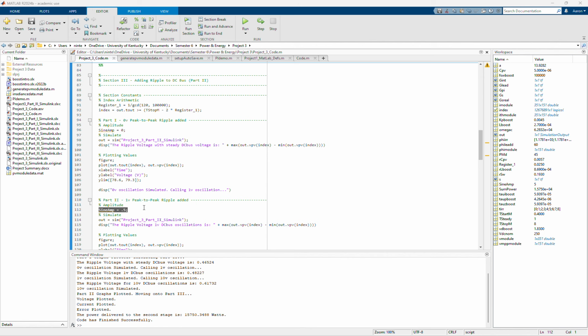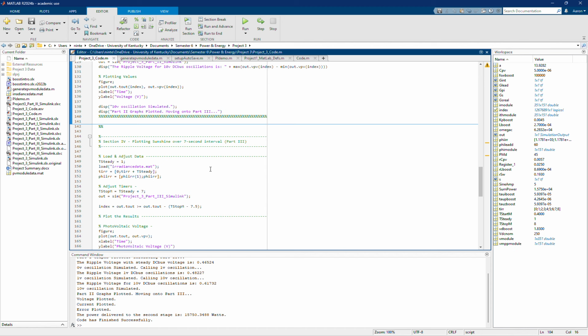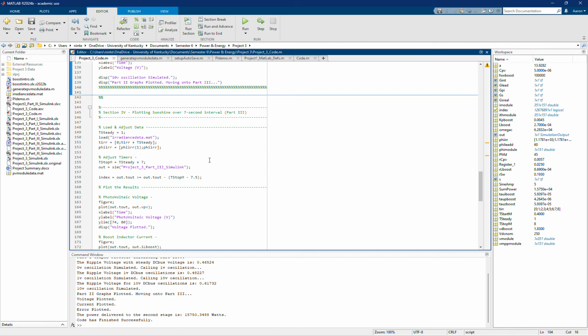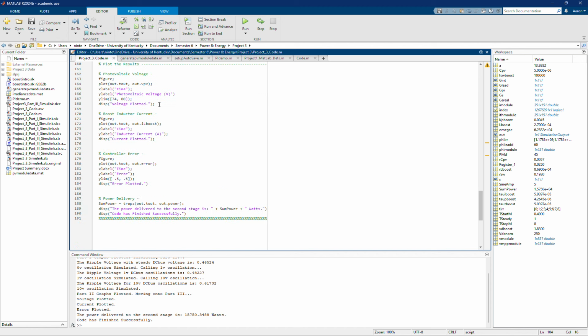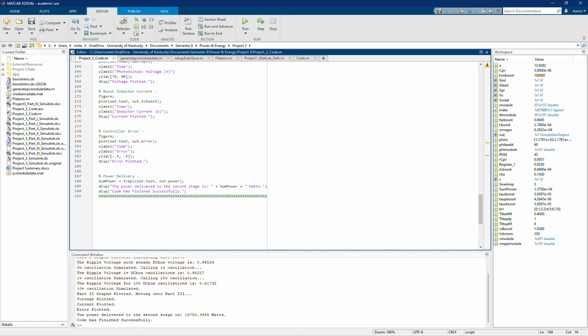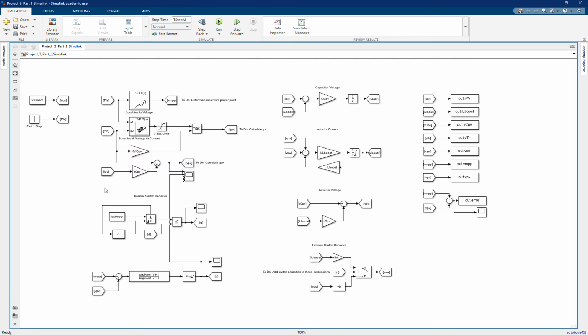I defined sine amp here. It's a variable that determines the amplitude of the sine wave oscillations we'll get into later. And then section 4 is for part 3 of the project. I added some values to the time and the irradiance to achieve steady state to prevent transients from affecting the results. And moving on to project 1.